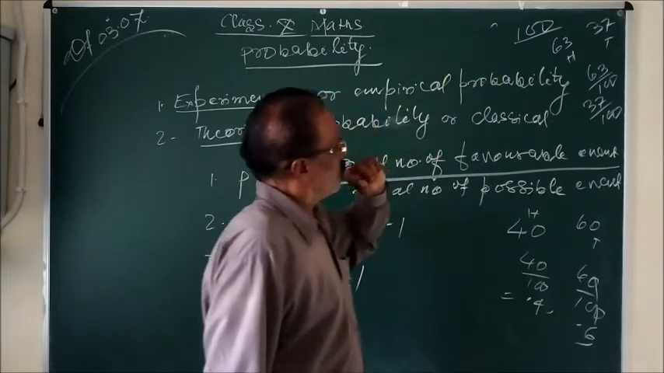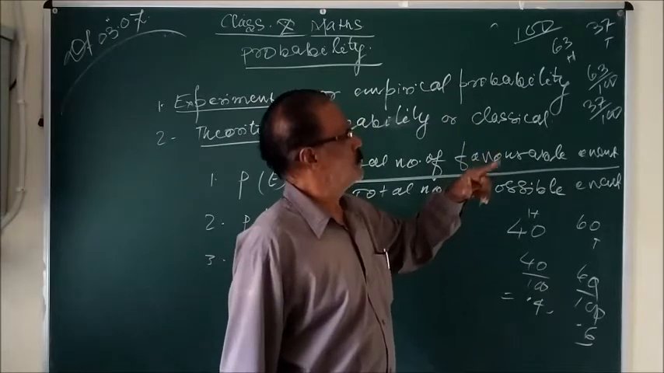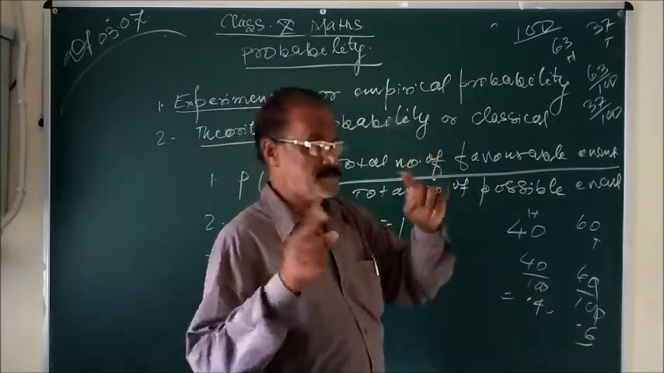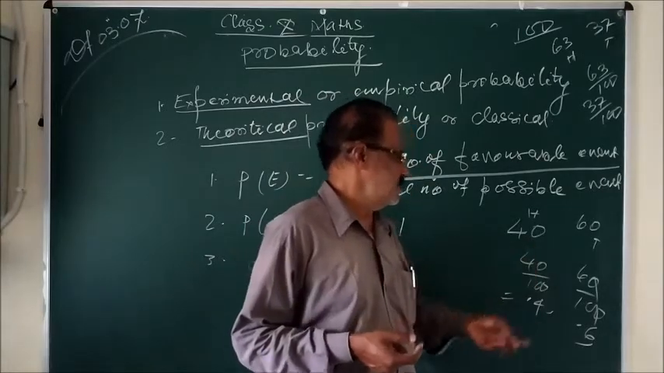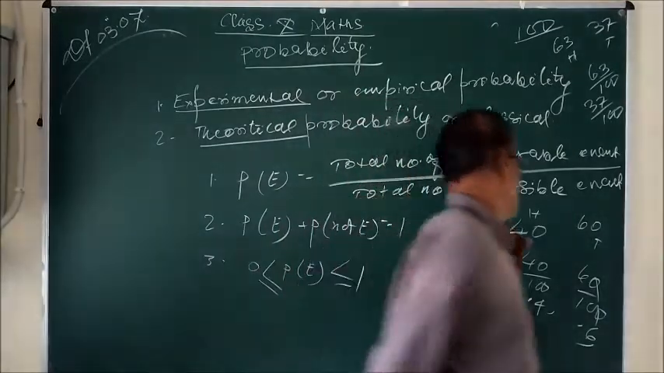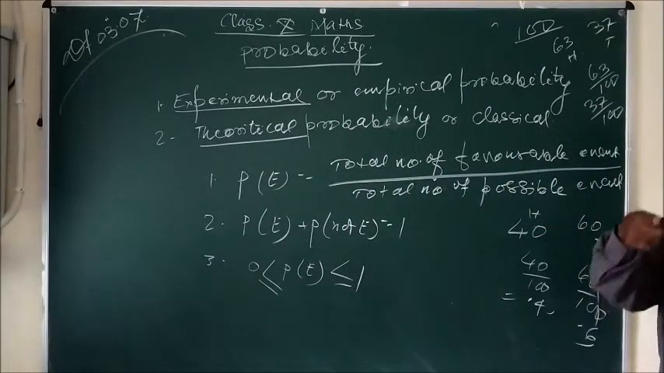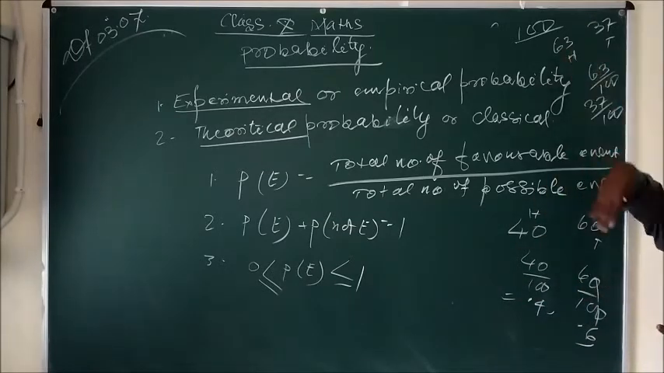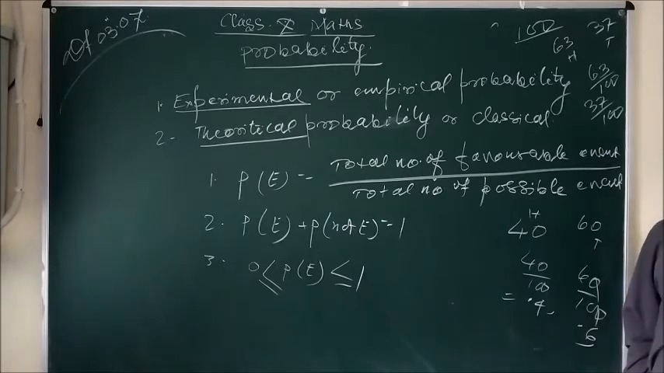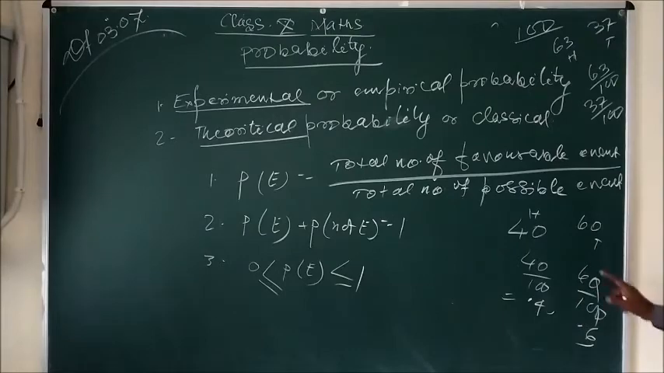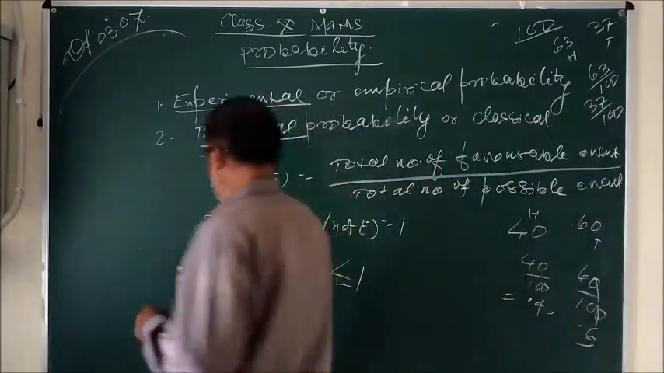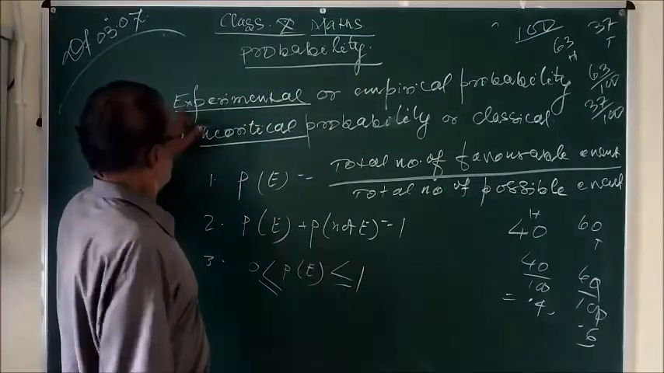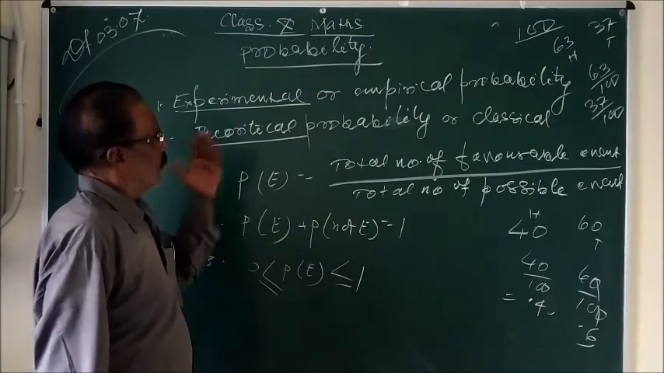You are watching here, if you toss a coin 100 times, the first time you get 63 heads and 37 tails, and the next time you toss the coin 100 times, you get 40 heads and 60 tails. If you repeat this experiment a number of times, the number of heads and tails may be different. But if you observe these observations, you will see the sum of the two will be 1. Maximum will be 1. That is called experimental or empirical probability.